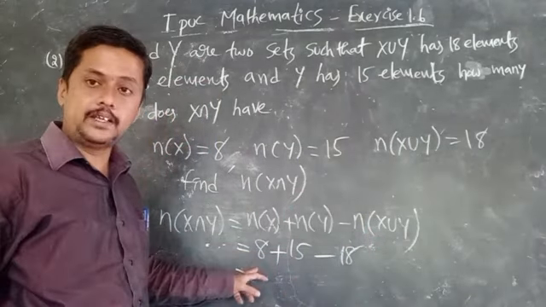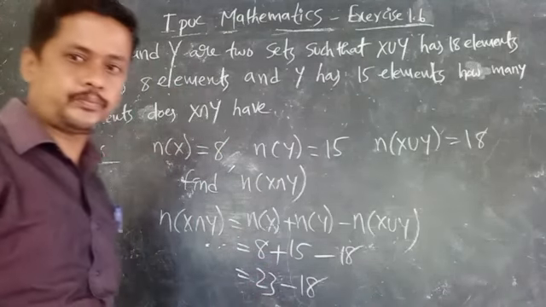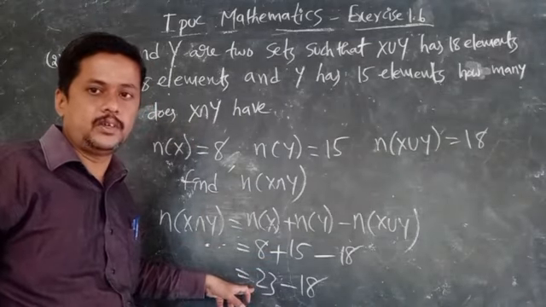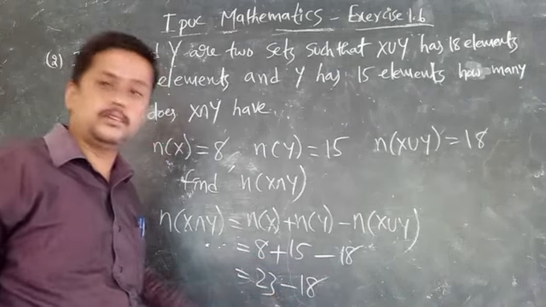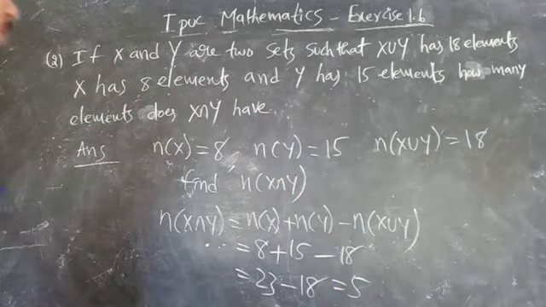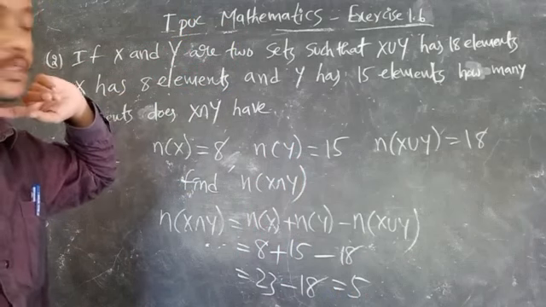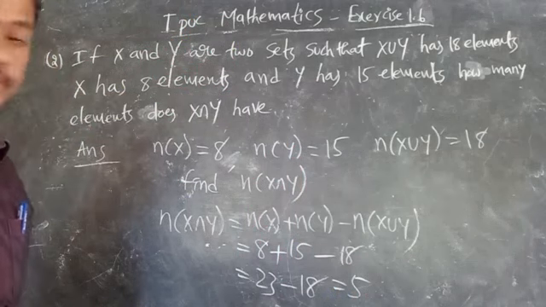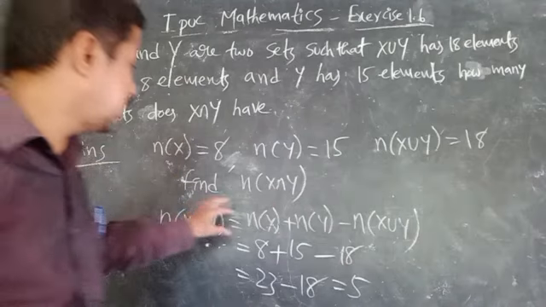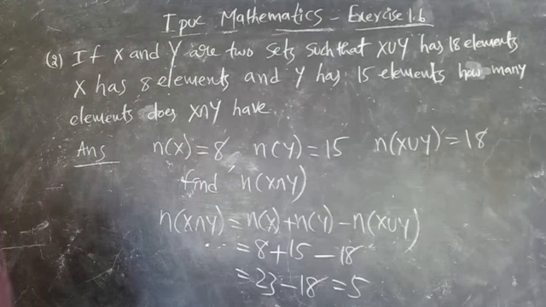15 plus 8, 23. Okay. 23 minus 18, so 5. So n of x intersection y is equal to what? 5. So therefore, x intersection y has 5 elements. Okay, so x intersection y contains 5 elements. Okay, so like that, very easy problem. See, you have to know this formula well enough. Okay, next we'll move to the next problem.